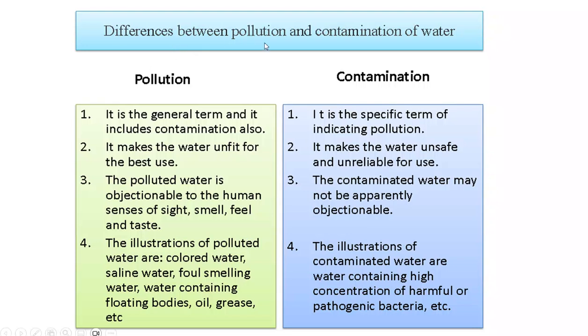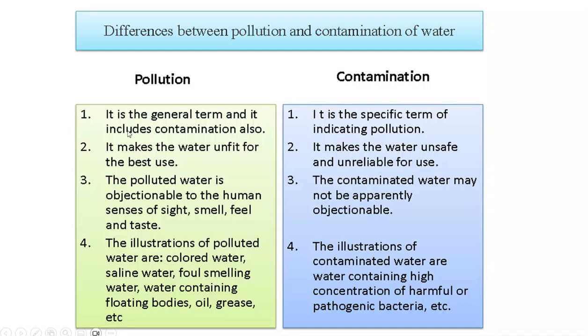We have the difference between pollution and contamination of water. On the left side we have pollution and on the right side we have contamination, so we can compare both of these terms because most of us are confused about how to define them. So pollution is the general term and it includes contamination also, but contamination is the specific term indicating pollution.